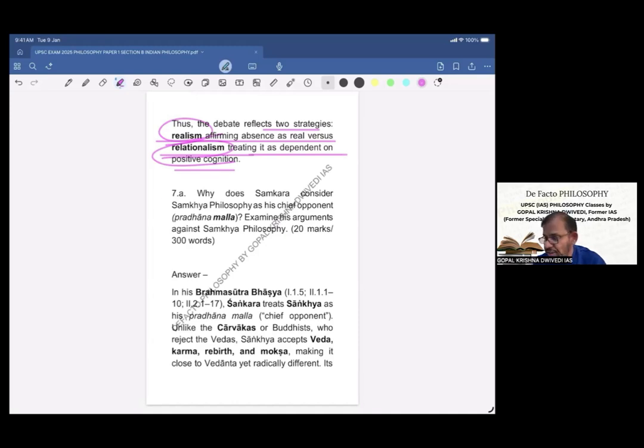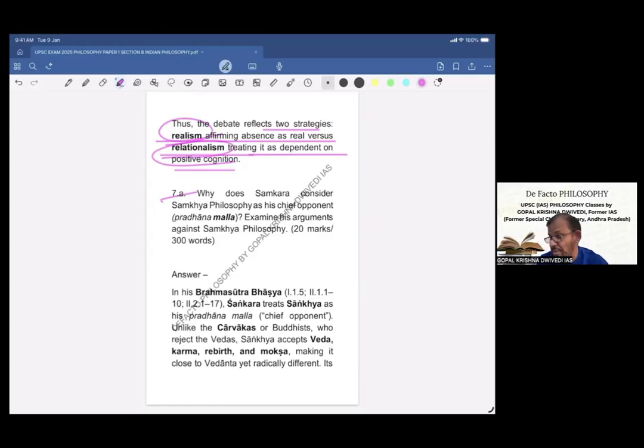Now we'll go to question seventh. Why does Sankara consider Sankhya philosophy as his chief opponent, Pradhana Malla? Examine his arguments against Sankhya philosophy.